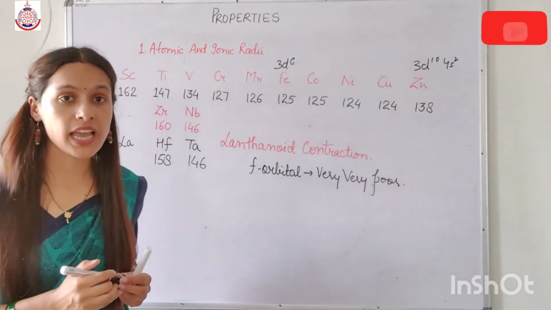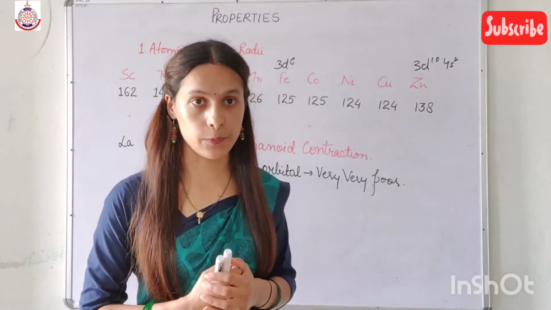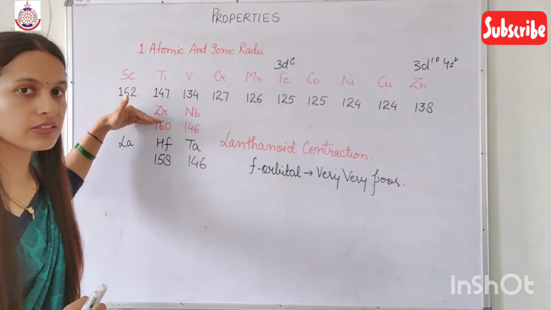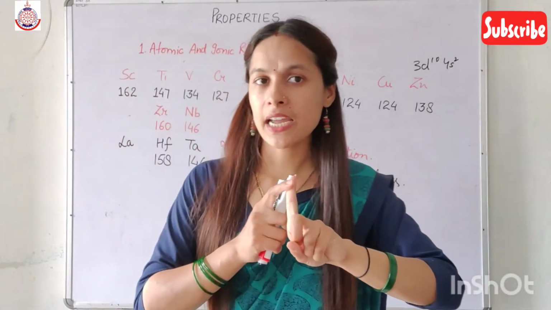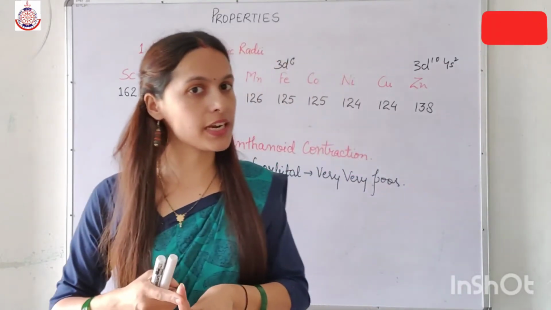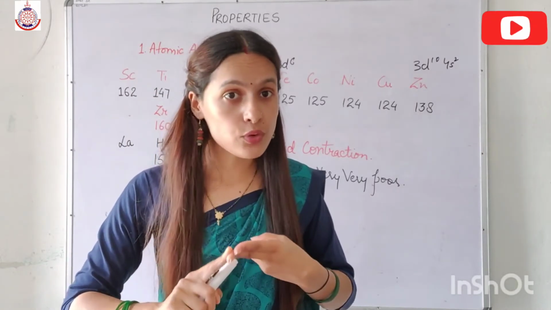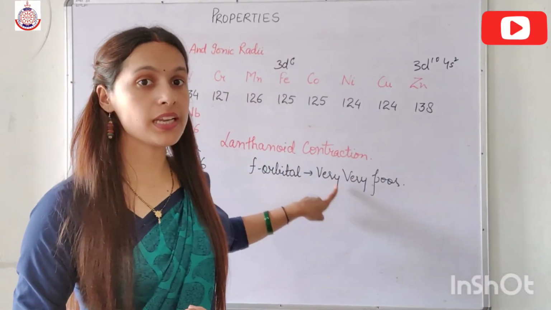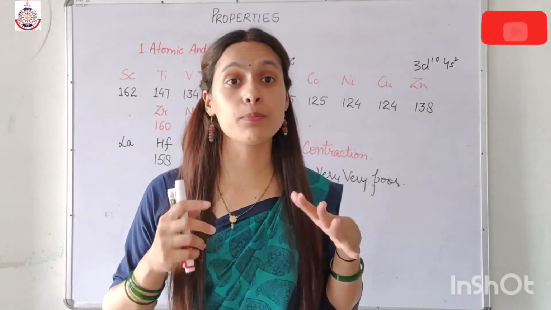The shielding effect of the f orbital electrons is very poor. Now, when we are moving from zirconium to hafnium, means from the second transition series to the third transition series, what happened? Atomic number increases. Due to the increase in the atomic number, nuclear force of attraction increases. Due to the involvement of the f electrons, the shielding effect becomes very, very poor.